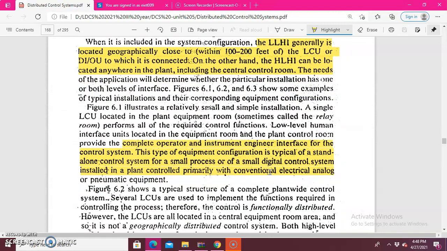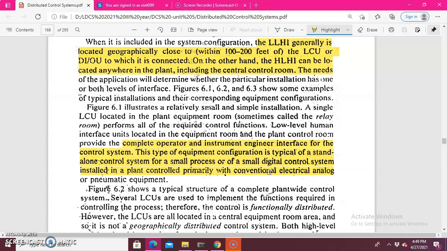Not only that, when you come to system configuration, the LLHI, that is the local level human interface, is located close to the LCU, local control unit, or your data input output, about 100 to 200 feet away. That was the distance. But the HLHI can be located anywhere in the plant, and it also includes your central control room. They determine the installation and whether it requires one level or two levels of interface. Based on that, they will configure.